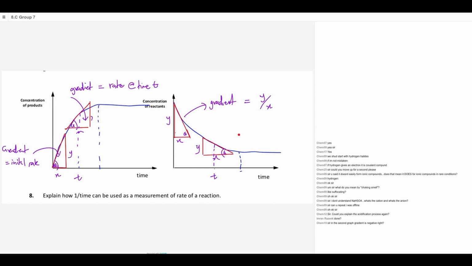That's right. In the second graph, the gradient is negative. Rate can be negative or positive. With respect to the reactants, rate is negative, right? Just cover this.